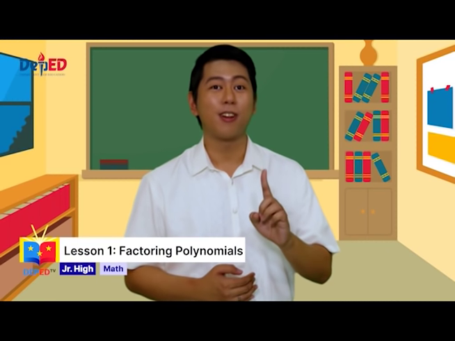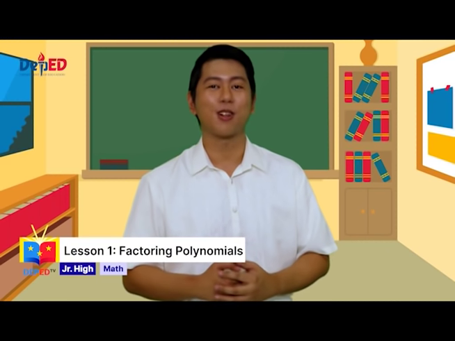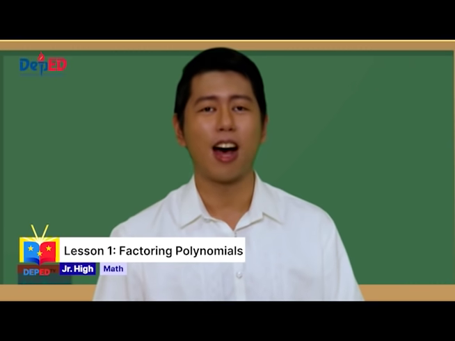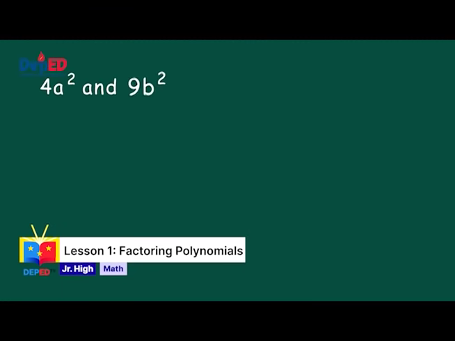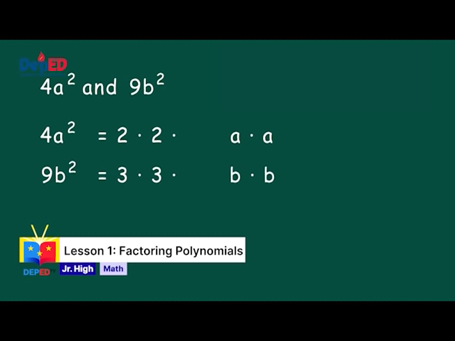That is one method we can use to determine the greatest common factor of polynomials. But there are some cases where it seems that the given pair of monomials do not have a common factor. Observe these monomials, 4a squared and 9b squared. Let us start with the numerical coefficients 4 and 9. 4 can be expressed as the product 2 times 2, and 9 can be expressed as 3 times 3. Do they have common factors? In a glance, they seem to have no common factors.